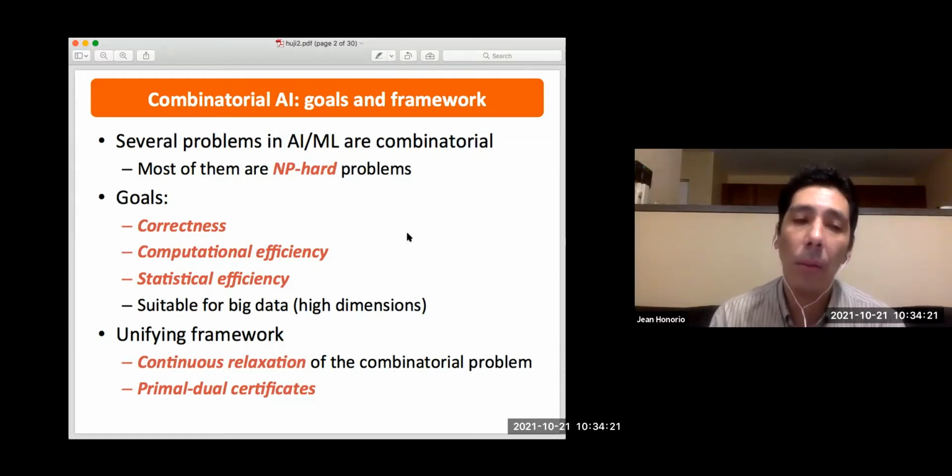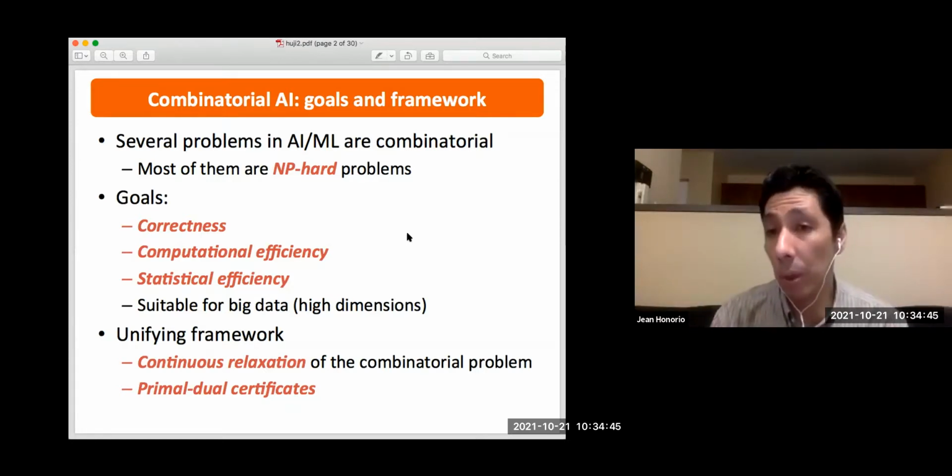So we want algorithms that return the true solution of a problem. Then we also want algorithms that are computationally efficient, if possible, polynomial time. We also want algorithms that don't require too much data. Therefore, it should be statistically efficient. Making all these algorithms suitable for high-dimensional types of problems.